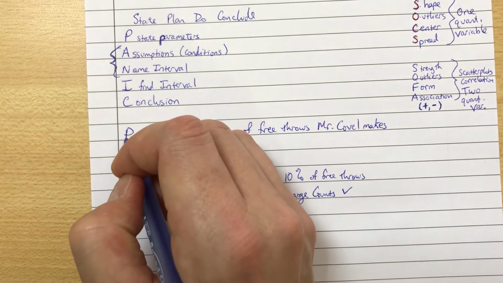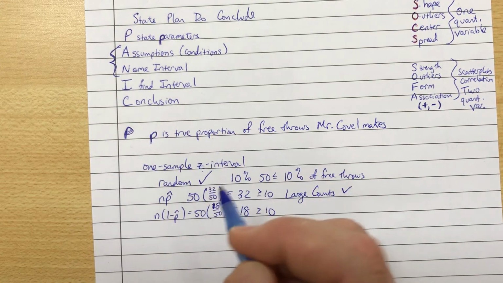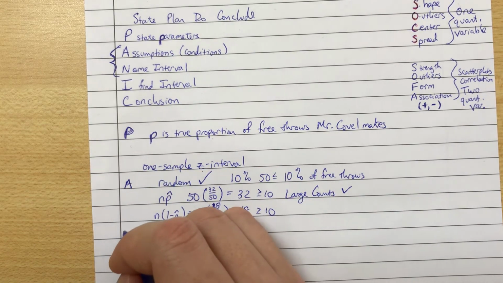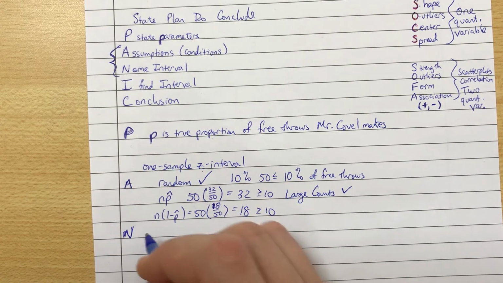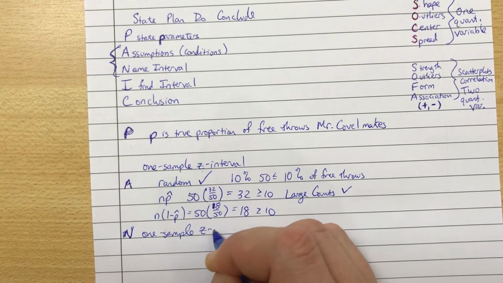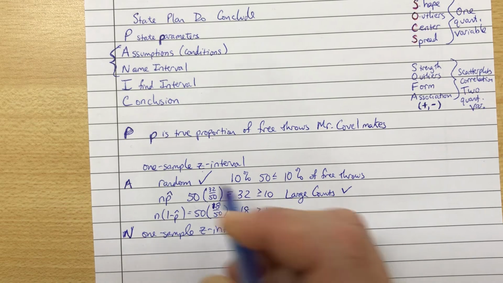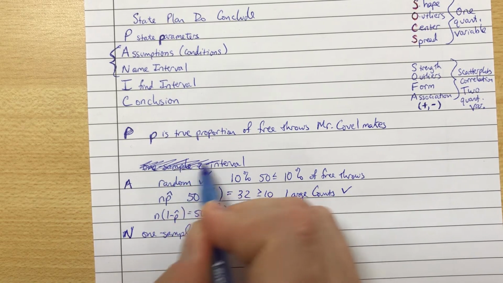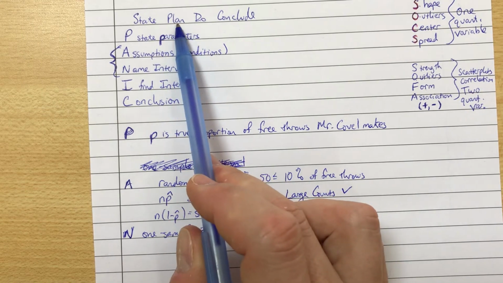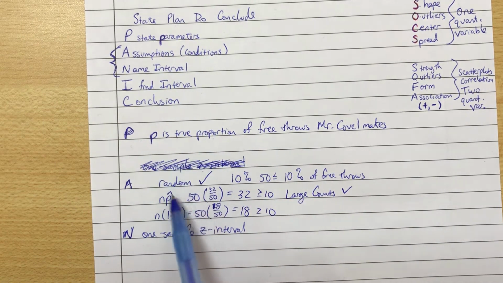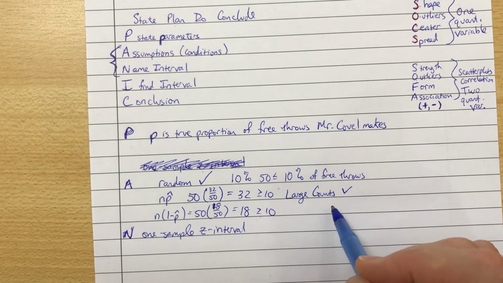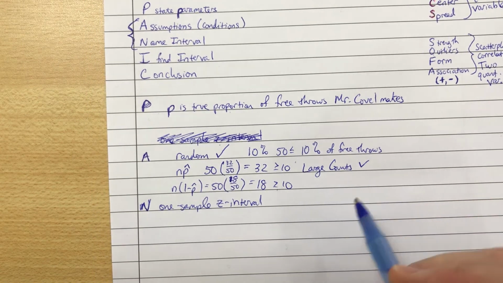So this was the p. This was the assumption here. Okay, the n, so this is where I would name, we're doing a one sample z interval. Okay, this is what I put before. If I'm doing the state, plan, it was part of the plan right there. So parameter, here's our assumptions. Okay, let's assume these are good. Large counts mean we can assume that it's going to be a normal approximation.